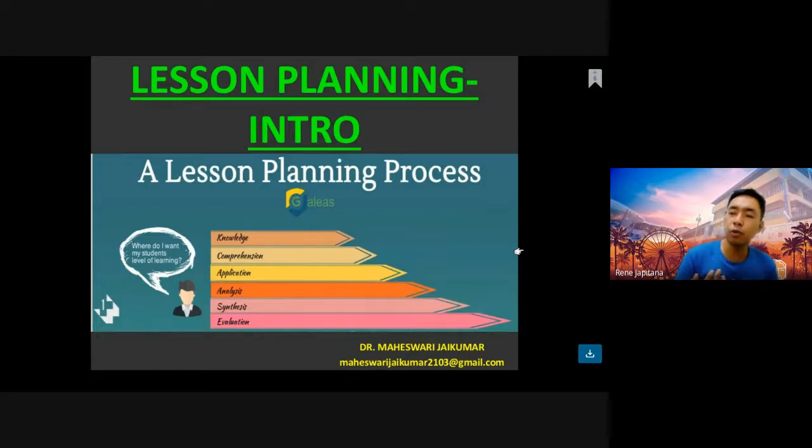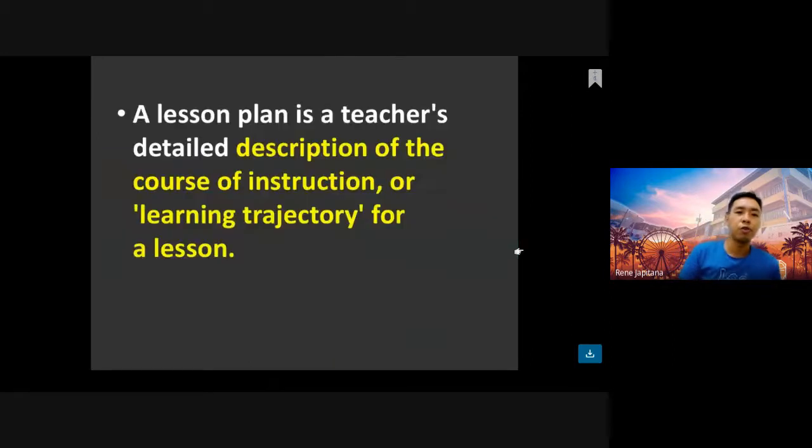If we prepare to deliver the instruction to our learners, lesson planning is one of the most integral parts of delivering the instruction to our students. So what is a lesson plan all about? Why is there a need for a teacher to prepare his or her lesson? Now, if an engineer has his own blueprint, the teacher also has his own lesson plan. A lesson plan is a teacher's detailed description of the course of instruction or the learning trajectory for a lesson. So the word here is trajectory.